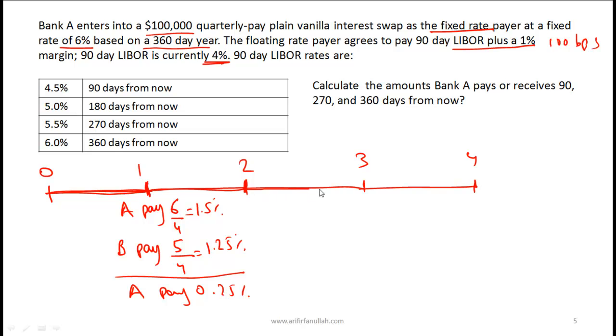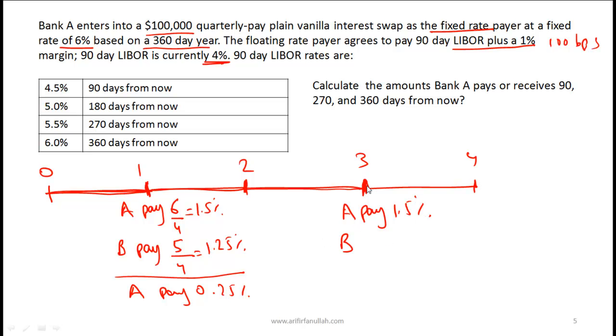I am going to just do this calculation for you, just in case you've not understood the point fully yet. So again, on this settlement date, which is the end of period 3, A as always is going to pay 1.5%. How much will B pay?